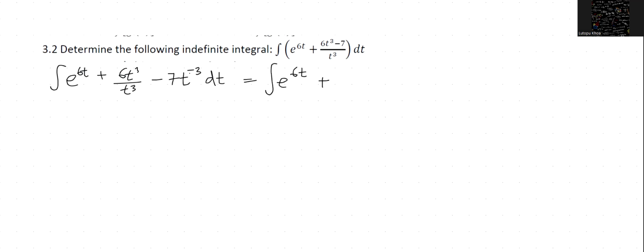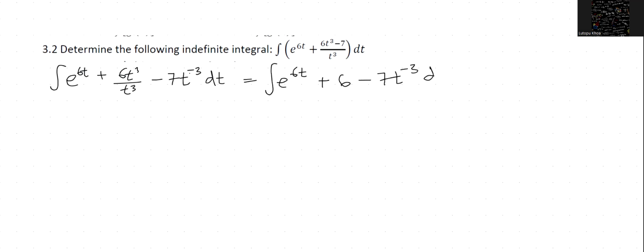Determine the following indefinite integral. So we have the integral of e to the power of 6t plus, this one here, we can simplify it. So it's 6t cubed over t cubed minus 7 times t to the power of minus 3 dt. Okay, so I have integral of e to the power of 6t plus 6 minus 7 t to the power of minus 3 dt.